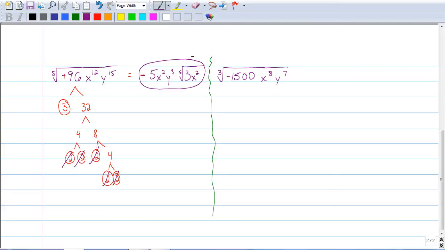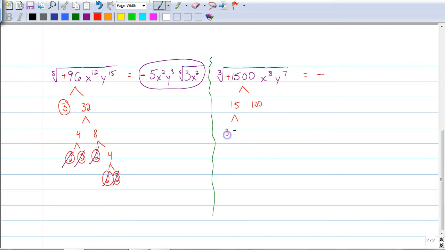So why don't you guys take a second now and try this one on your own. So pause the video and hit play when you're ready to check your answer. Okay, so we should first recognize that our answer is going to be negative. This is an odd root of a negative number, so we take out a negative. For 1,500, I'm going to break that up into 15 times 100. There's a lot of ways you could simplify this, but this would probably be the easiest.